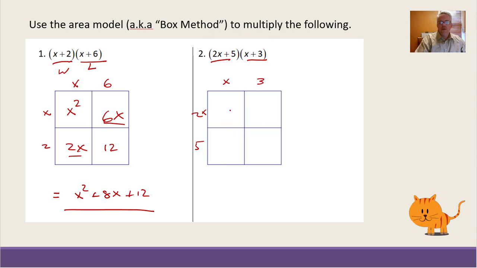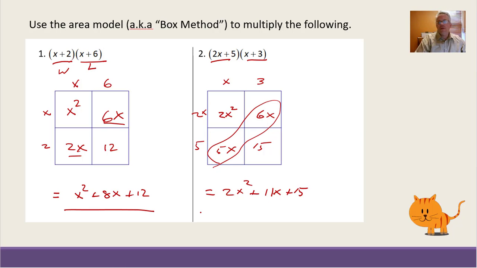We're going to find the other. So 2x times x would be 2x squared. 2x times 3 is 6x. 5x would go here and 15 here. And then these are the two that we can combine. So we get 2x plus 5 times x plus 3 has to be equal to 2x squared plus 11x plus 15.